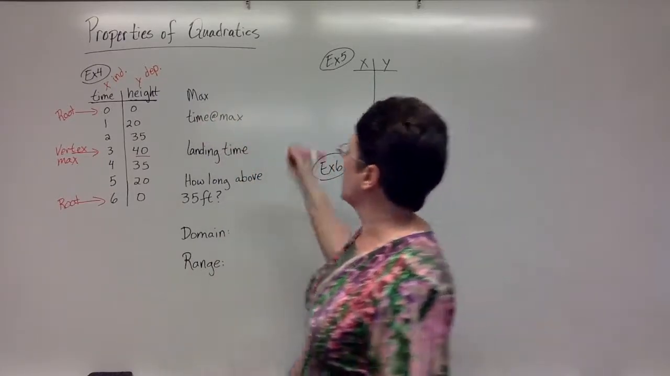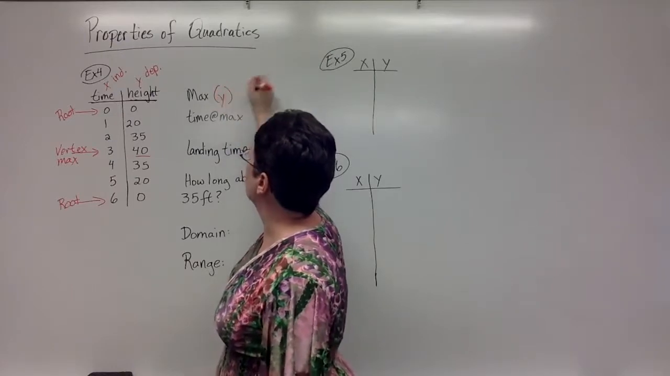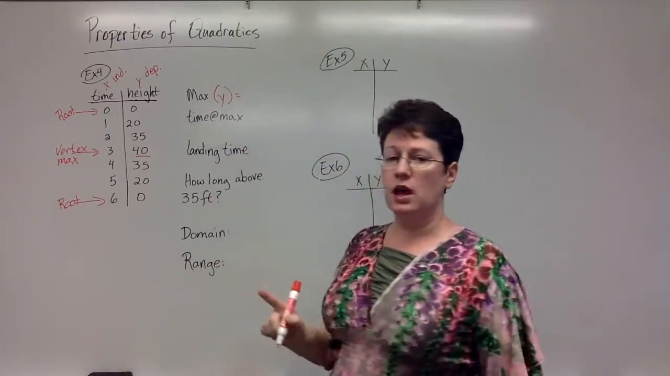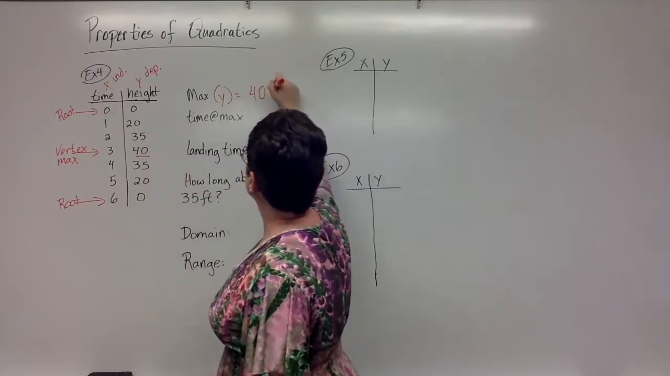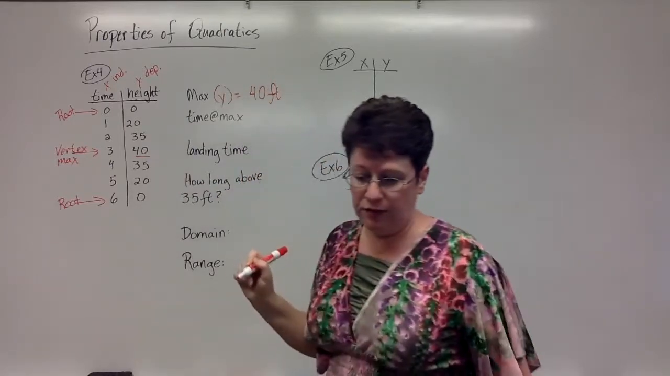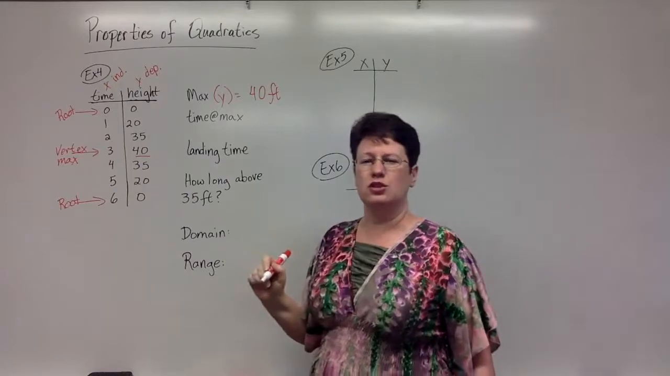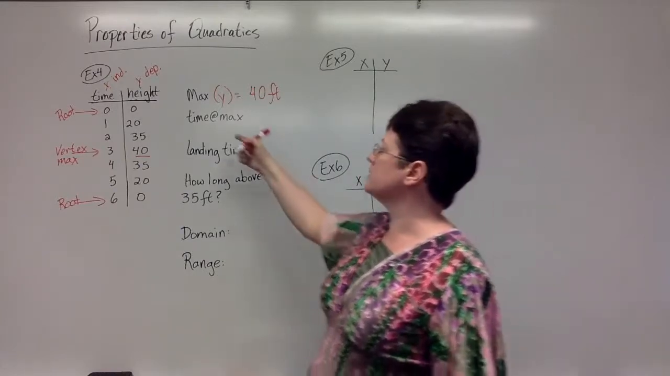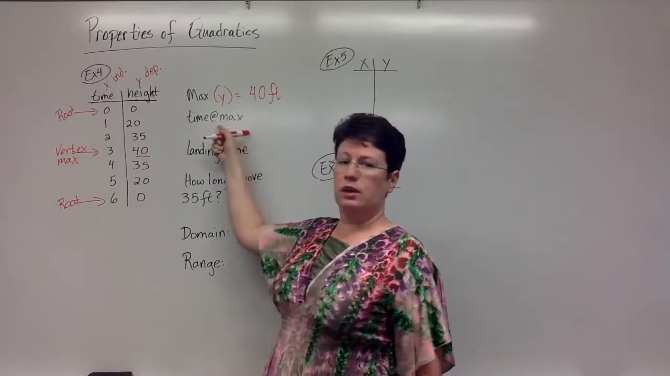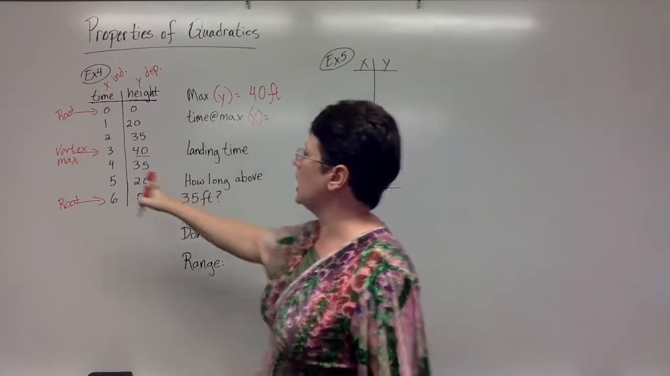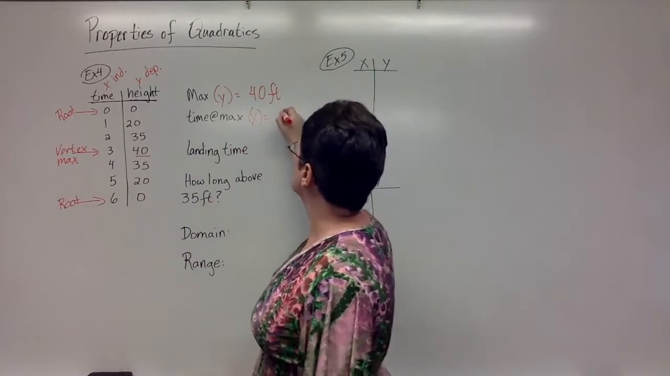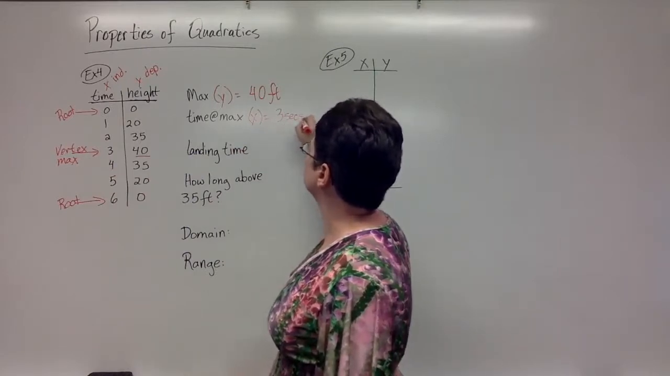When they asked for the max, they're looking for a y value. What was the highest y value? 40. Then I believe the units are feet, okay? Make sure you always include the units. Now, what's the time at that maximum? So here I would look for my x values. Okay, my time is 3, and it's in seconds.